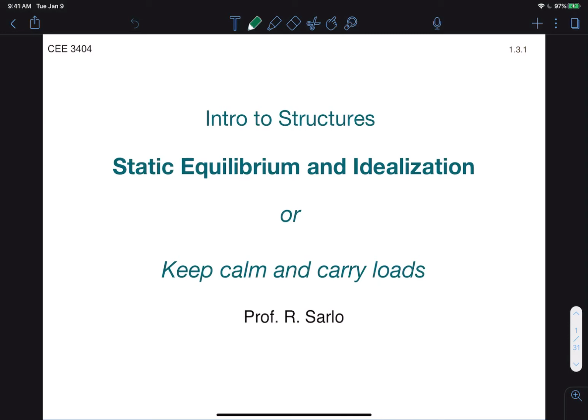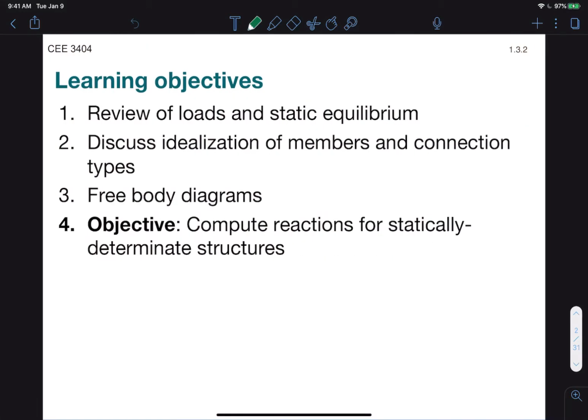Alright, so welcome to the first technical lecture for Intro to Structures. Today we'll be discussing static equilibrium and idealization. The learning objectives for today are to review the basic concepts of loads and static equilibrium.